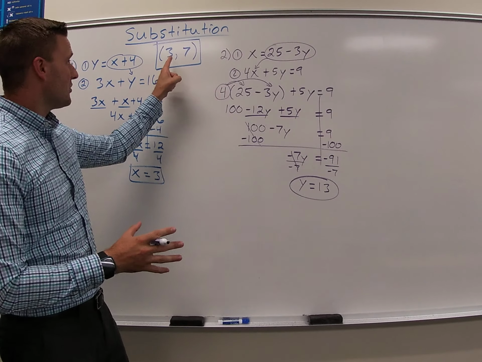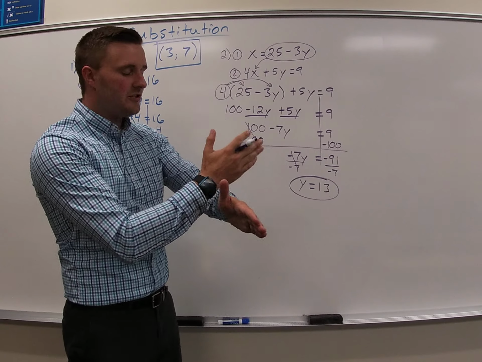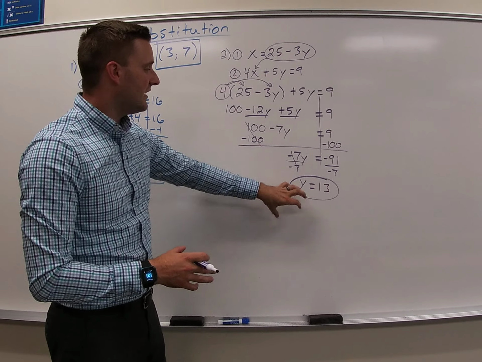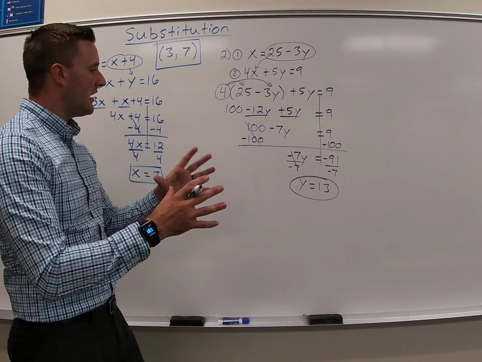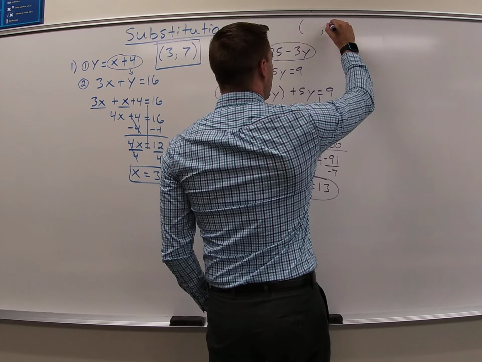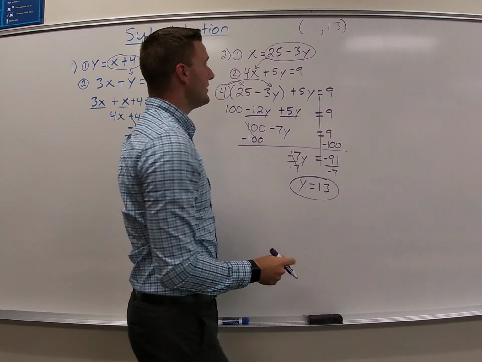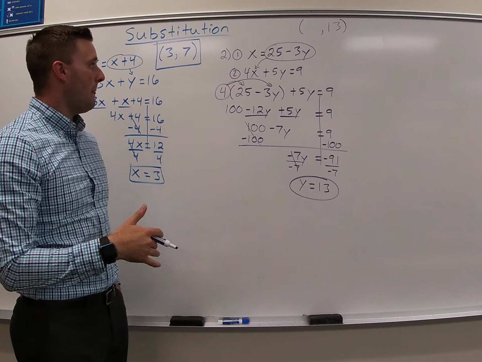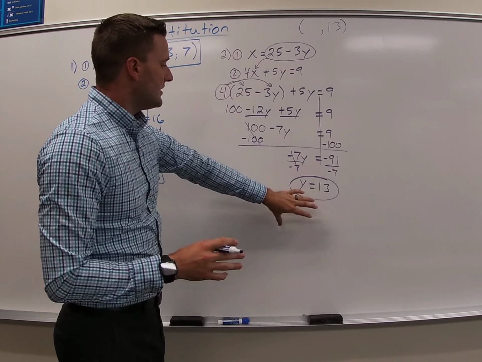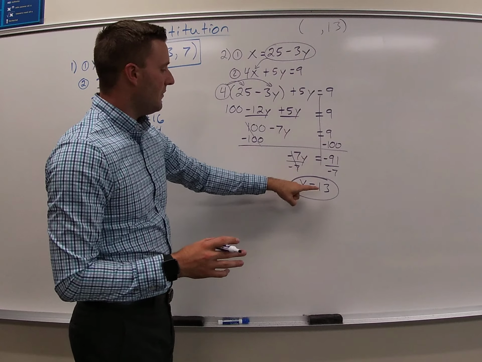Remember, our answer is a coordinate point. We're looking at where these two lines are intersecting. So we know they're intersecting at something comma 13. We just have to figure out what that other something is. I don't know what the x is, but I know y is 13. Now let's figure out what x equals. Let's take line 1, and we're going to substitute or replace everywhere we have a y with 13.